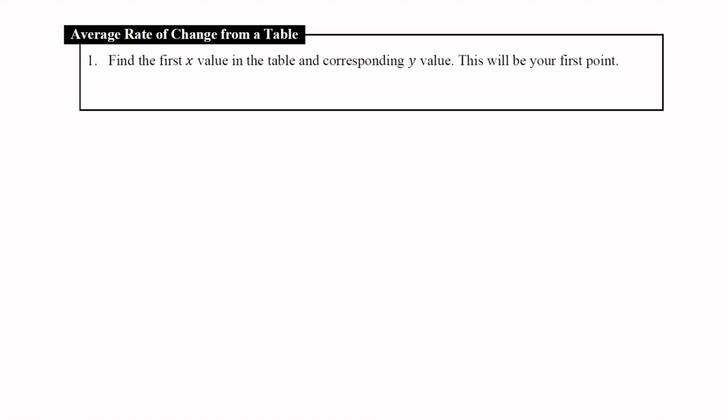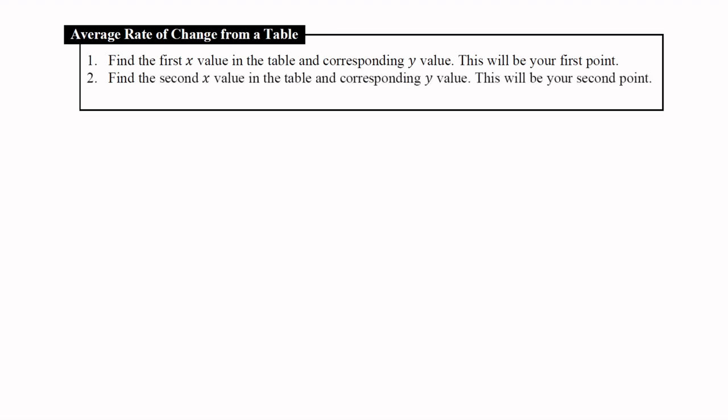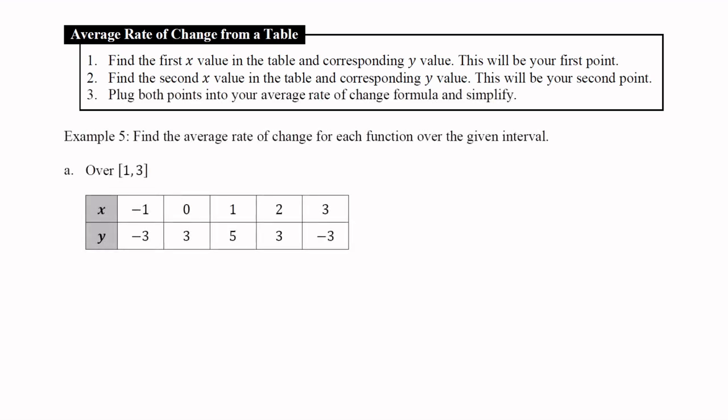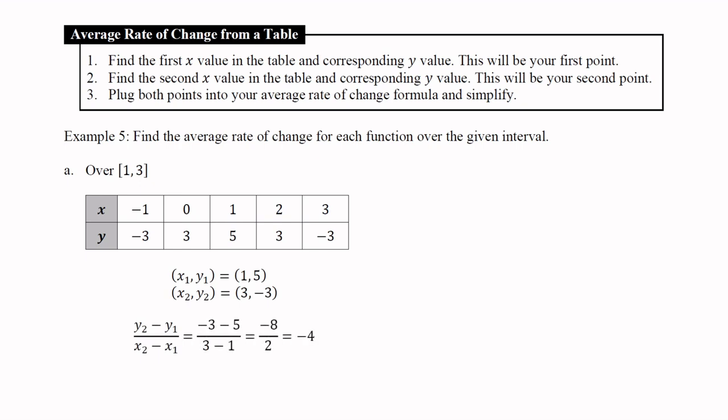Finally, the easiest of all is to find the average rate of change from a table. Find the first x value in the table and the corresponding y value. Find the second x value and corresponding y, and then plug them into your average rate of change. So for this table, over the interval of 1 to 3, you're going to find that when x is 1, y is 5. When x is 3, y is -3. Just read it straight from the table. Plug in those values, and you get -4.